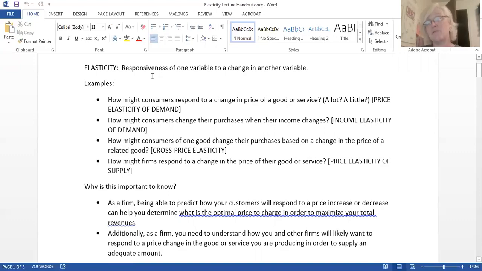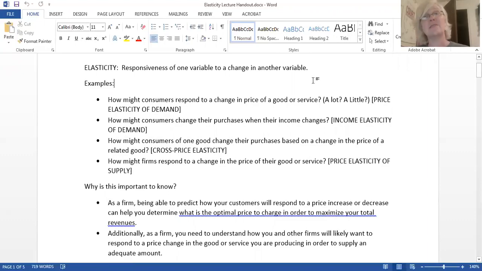That intermediate micro might be really helpful. But anyways, elasticity in the general sense, elastic, like a rubber band. We're looking at if we stretch it, what happens, okay? So it's the responsiveness of one variable to a change in another variable. If I change X, what happens to Y?